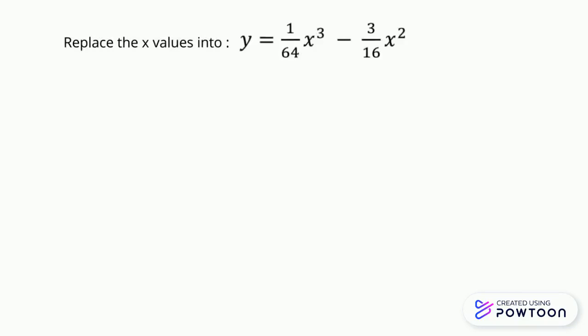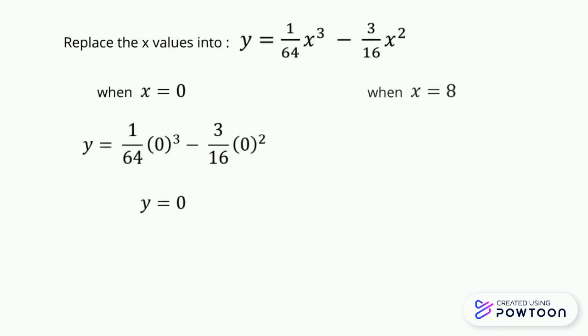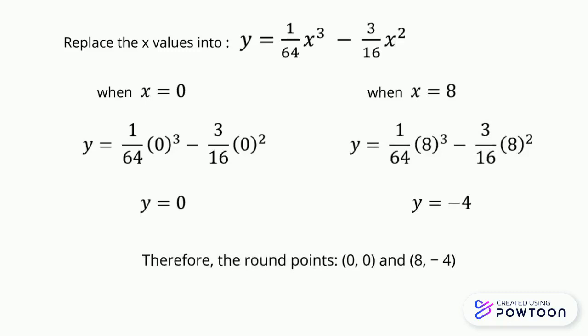After that, we substitute the x values into the original equation. So we get y equals 0 and we get y equals negative 4. When x is equal to 0, we get y equals 0. And when x is equal to 8, y is equal to negative 4.